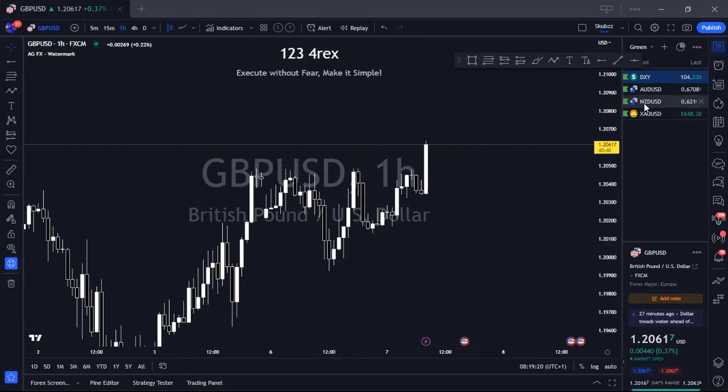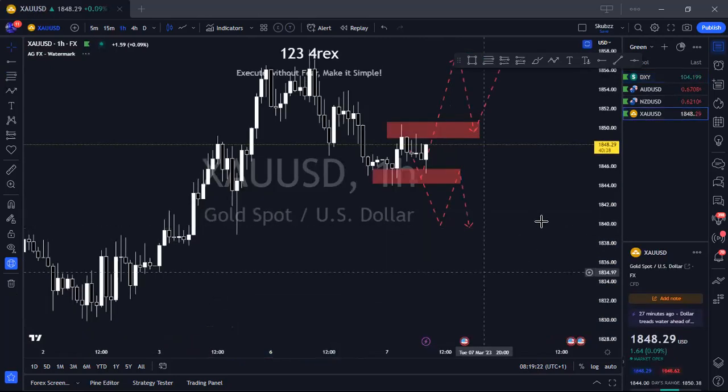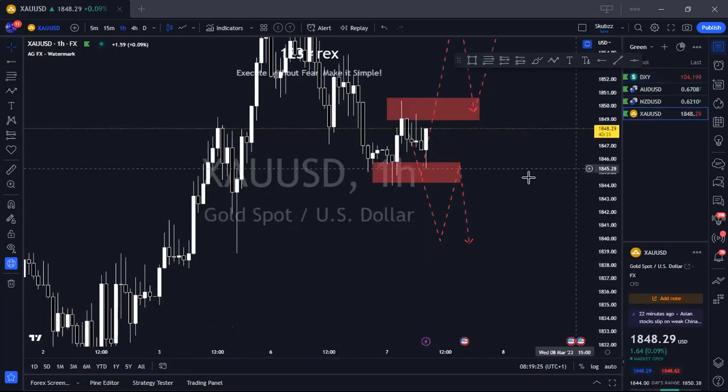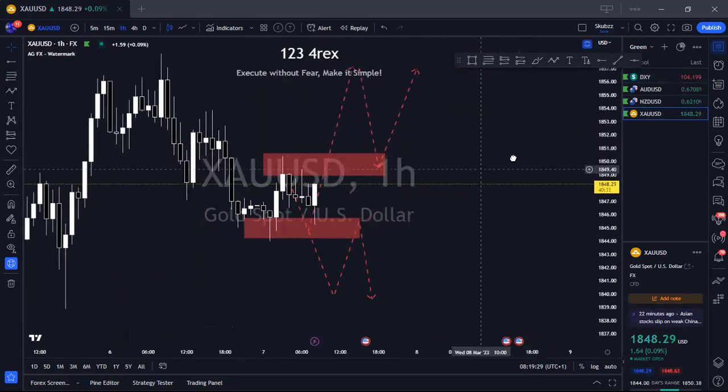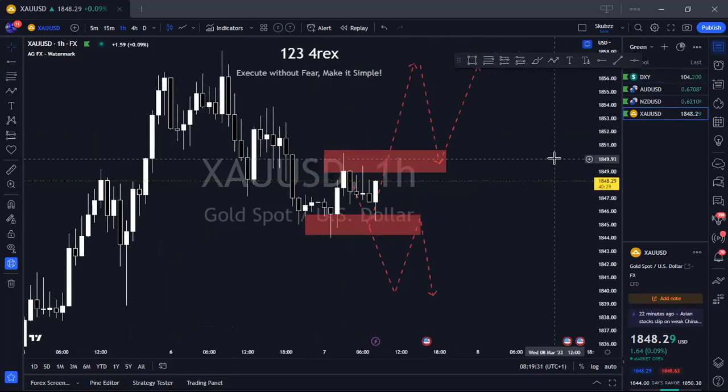So is there any other pair? Okay, Bash said he has a question on gold. What's your question, Bash? It's on XAUSD. I would think yes, because the market now is selling, so yes, it's in a downtrend. But right now it does not break structure.